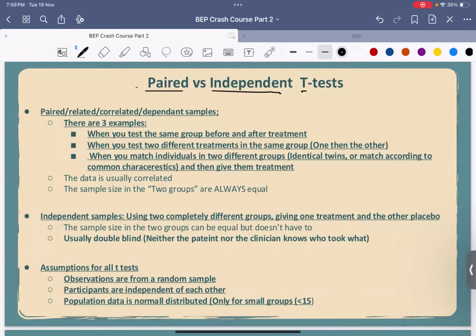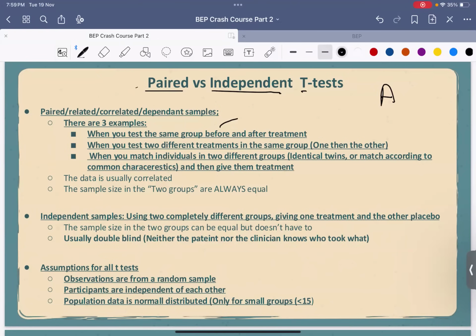The first one is when you test the same group before and after the treatment. So you have only group A, you don't give them treatment, you test their blood for, let's say, a certain protein level. Then you give them the treatment, and you see if this protein level elevated or not, and you compare the old with the new in the same individuals. So that's a paired t-test or a dependent t-test or a correlated t-test. All of them mean the same thing.